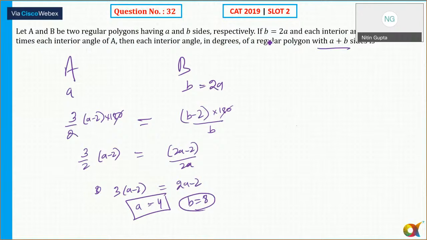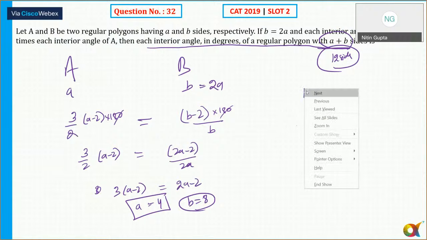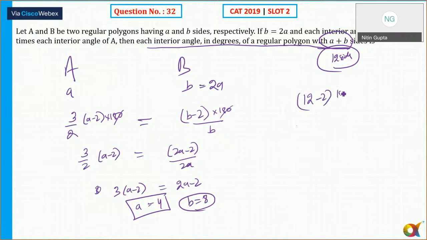So the question here is about each angle. There is a 12-sided polygon, and I need to find each interior angle of it. So each interior angle of a 12-sided polygon is equal to what? (n minus 2) into 180 divided by n, where n is 12. So that is (12 minus 2) into 180 by 12, which will be equal to... So this was also easy, not a difficult one.